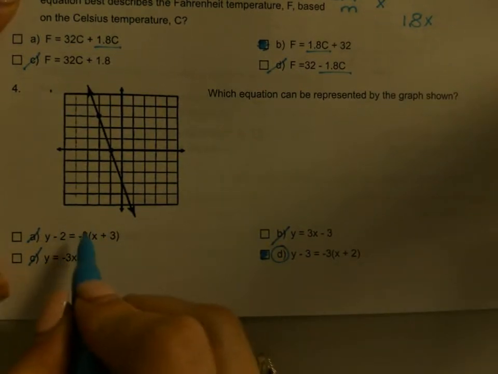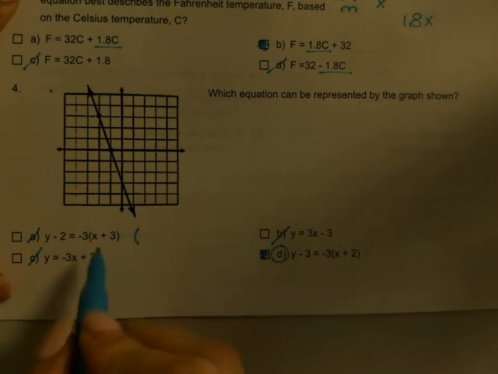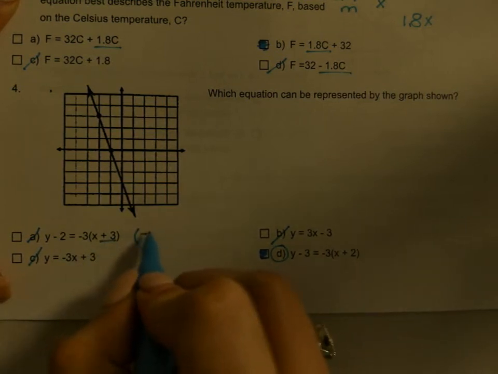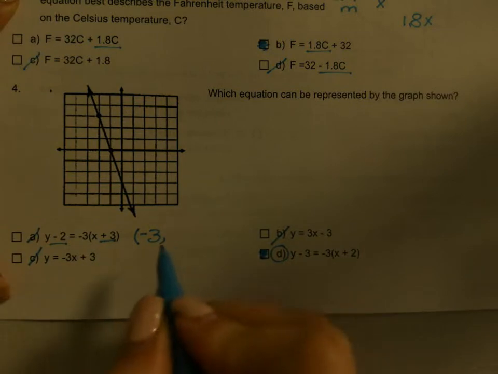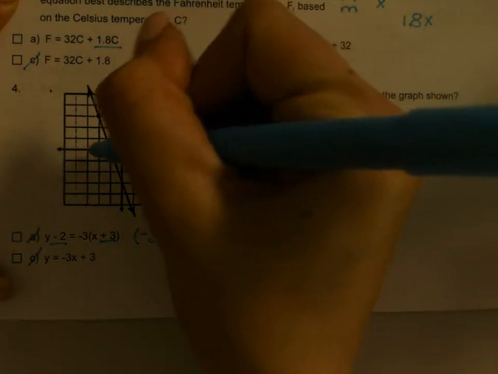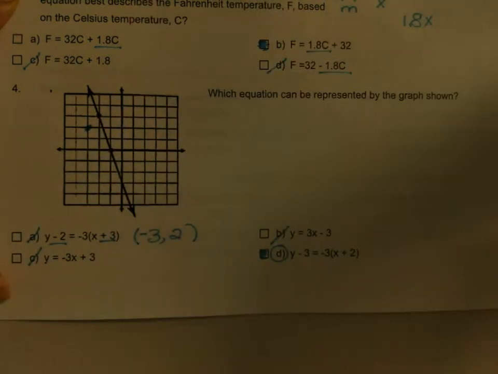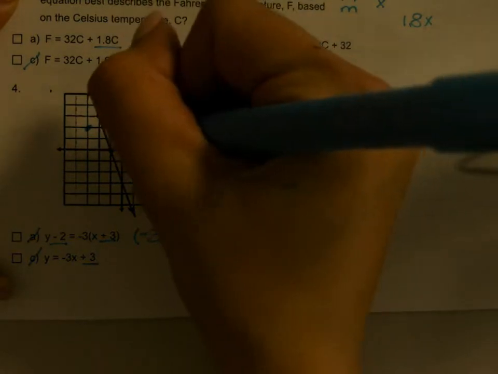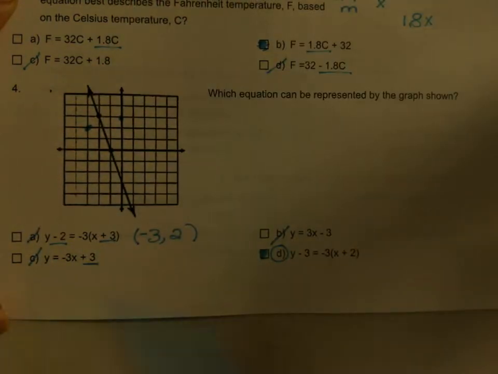This is point slope form. We can pull out the point. The x value is the opposite, so it's negative 3. The y value is the opposite, so it's a positive 2. So negative 3, positive 2 is not on the graph. This one says it has a y-intercept of 3. No, it doesn't.